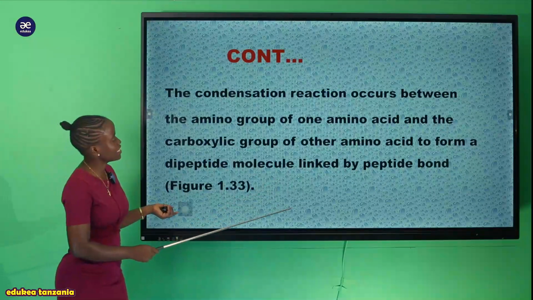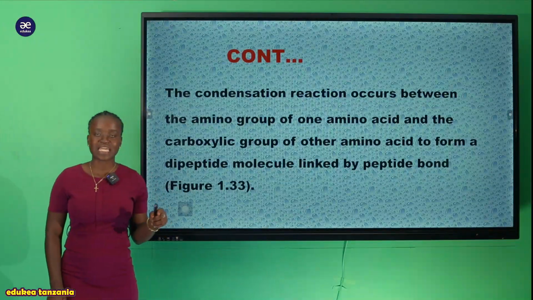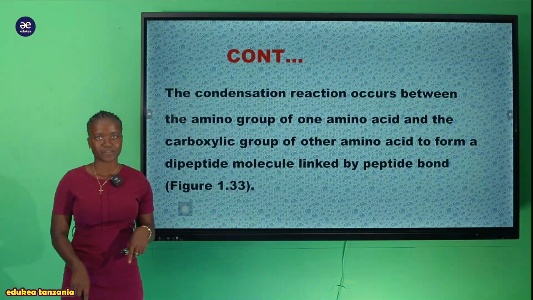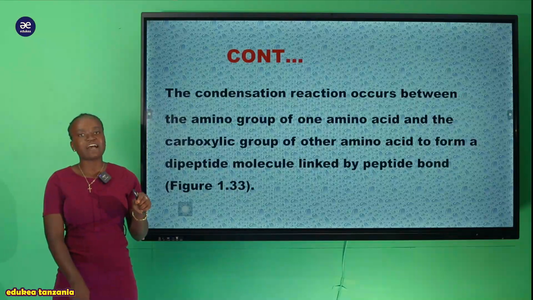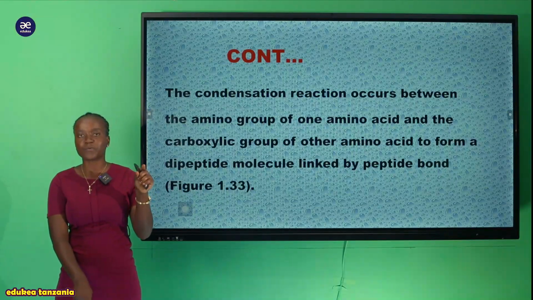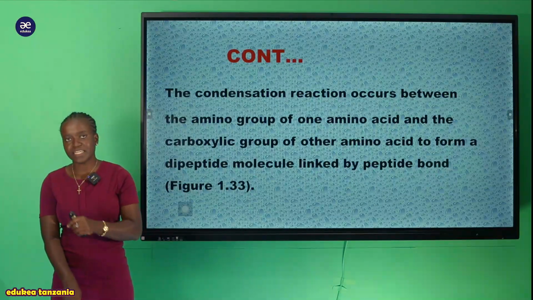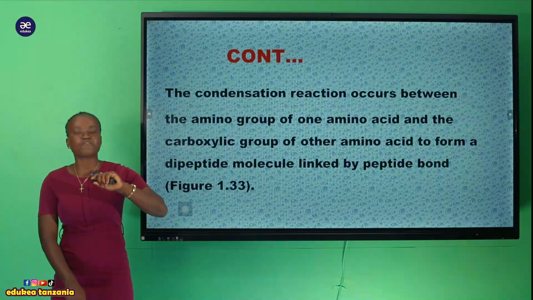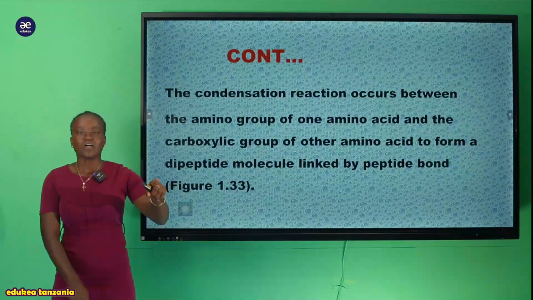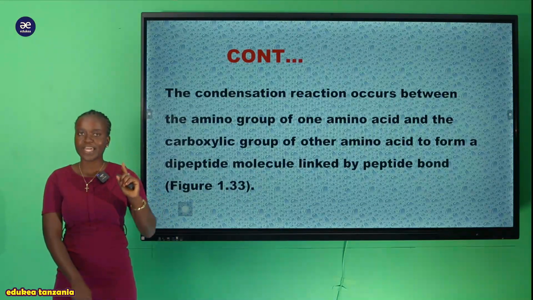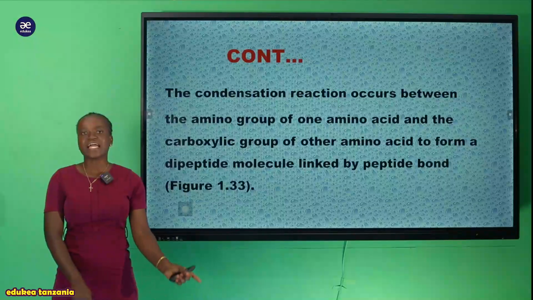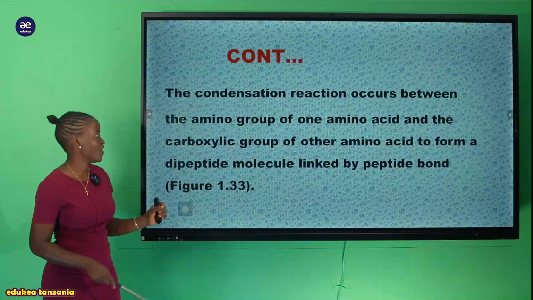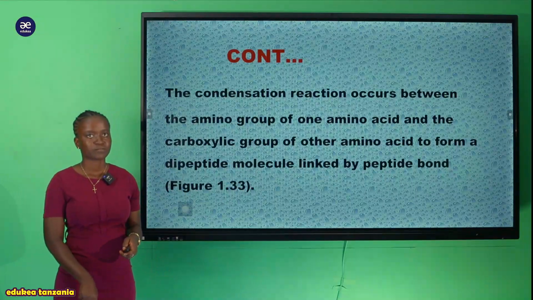So the dipeptide molecule is linked by the peptide bond. So now you can see, underline the word peptide bond. The bond which is formed after the condensation reaction of protein is known as peptide bond. And it is formed after the combination of one molecule of amino acid, which has the amino group, and the other molecule of amino acid, which has the carboxylic group, to form now the dipeptide molecule.